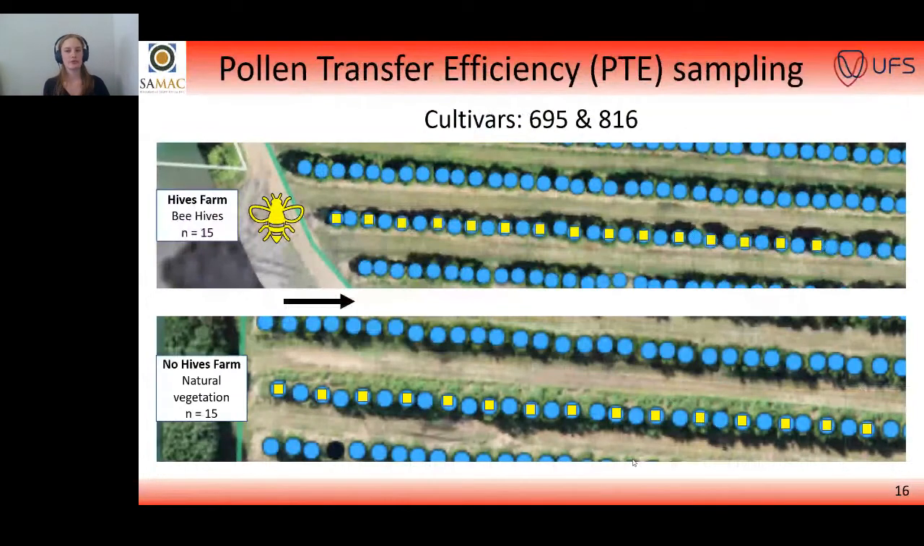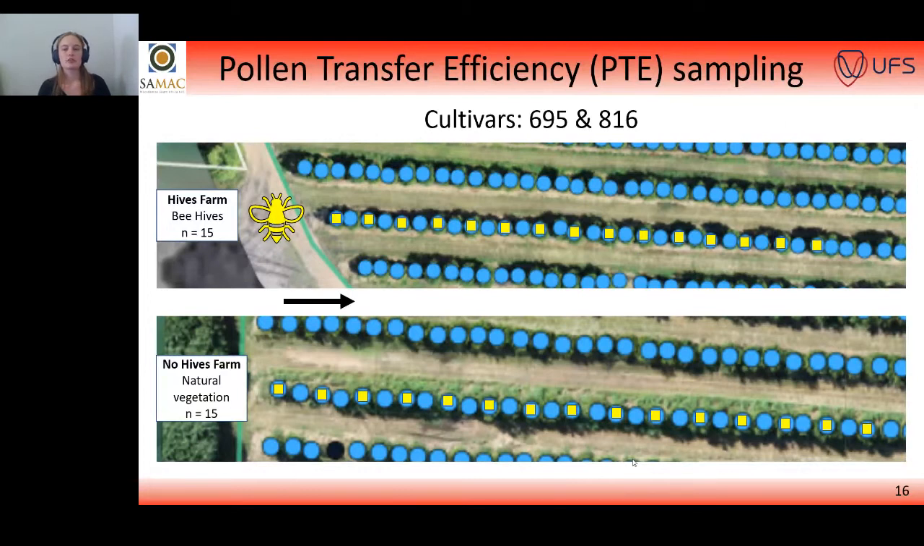When doing the pollen transfer efficiency sampling, I did these specifically in the 695 and 816 cultivars. On the farms that had kept hives brought in every year, the sampling began at a tree closest to where the hives were placed. And then a single flower was collected every second tree moving away from the hives. Exactly the same format of sampling was done on farms that did not have the kept hives, except sampling began at an area of natural vegetation that could harbor potential natural pollinators.